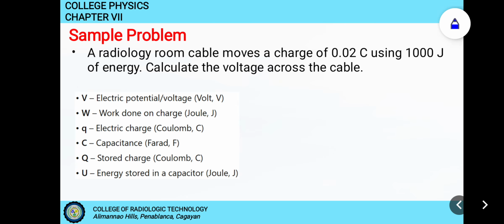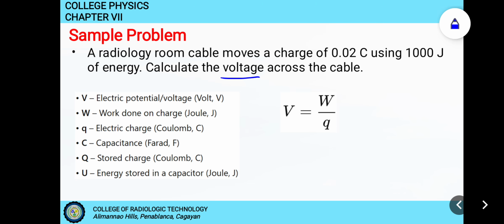A radiology room cable moves a charge of 0.02 coulomb using 1000 joule of energy. Calculate the voltage across the cable. So we are looking now for the voltage. That is why we are just going to use V, the volt, is equal to the work done on charge over the electric charge.